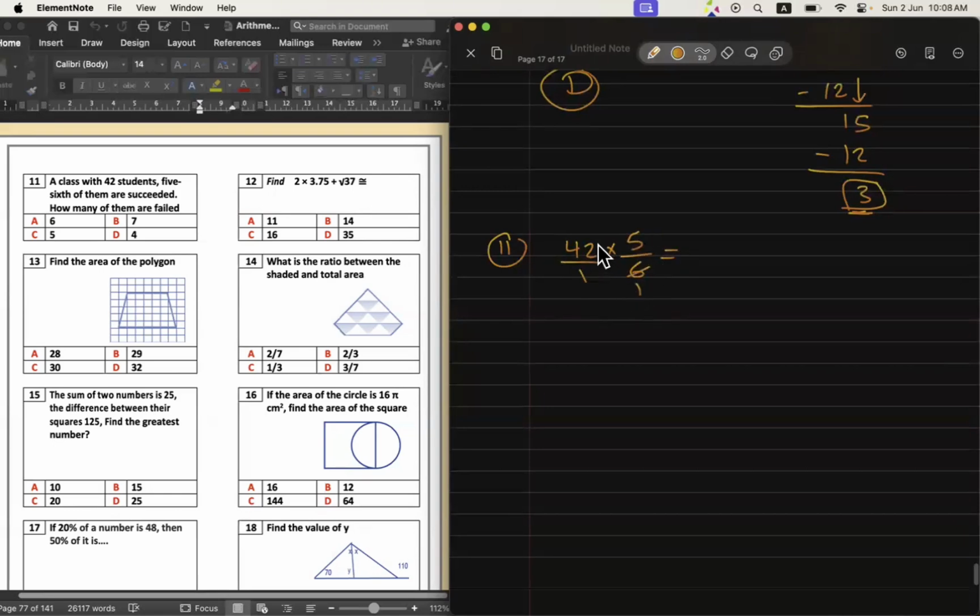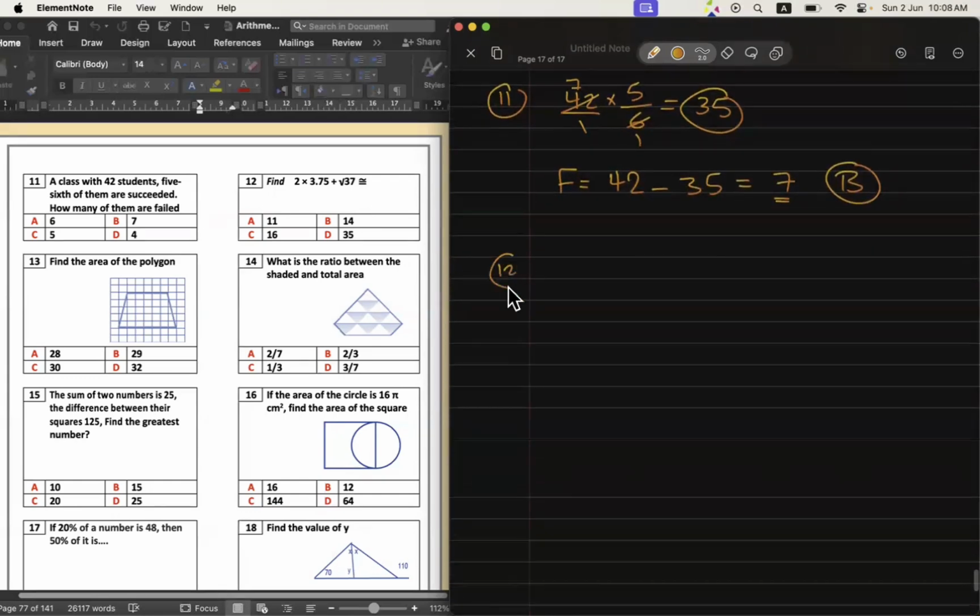Simplify: 42 divided by 6 equals 7, and 6 divided by 6 equals 1. So it will be 7 times 5, which equals 35. So we have 35 succeeded students in the class. It means the number of failed students will be the total number, which is 42, minus 35, which equals 7. So the answer is B.